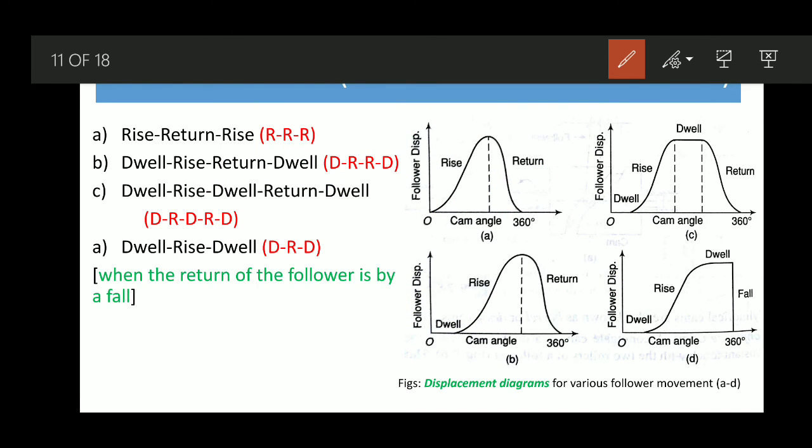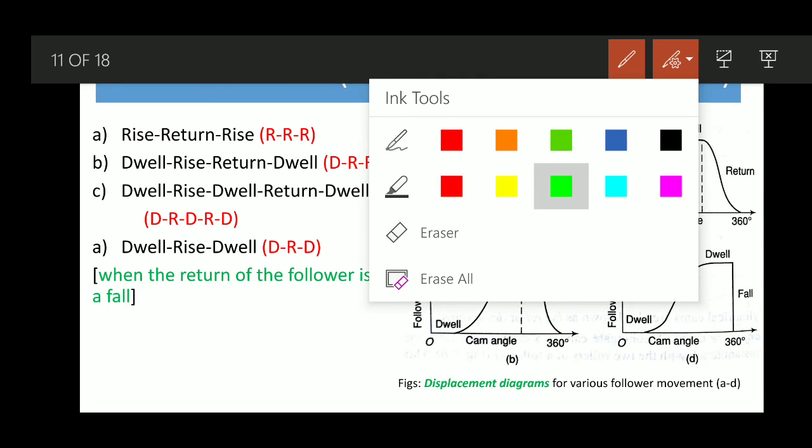So this is the rise stroke, return stroke, and dwell is the stroke when the cam is having movement, but the follower is not having any movement. So based on that, we can have RRR, rise return rise. We may start even from dwell, then rise return dwell. We can also have dwell rise dwell return dwell, etc., and dwell rise dwell. Similar cases can be shown like this.